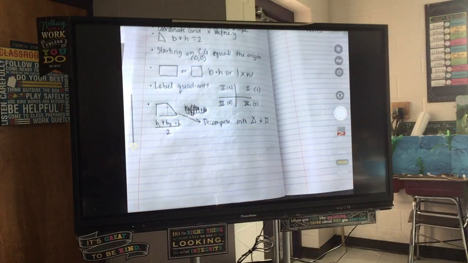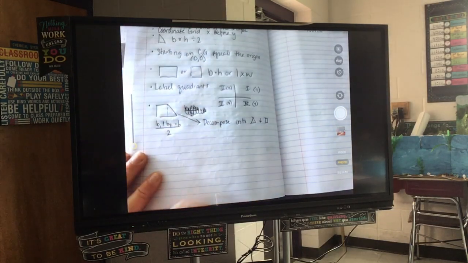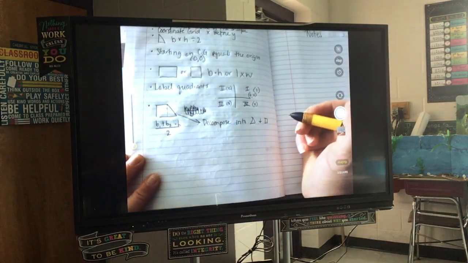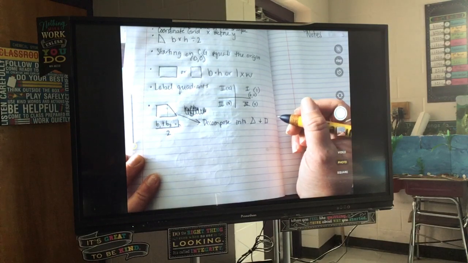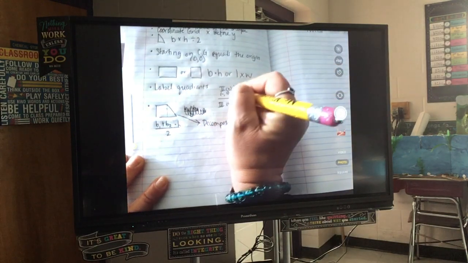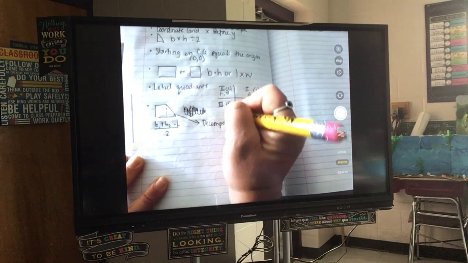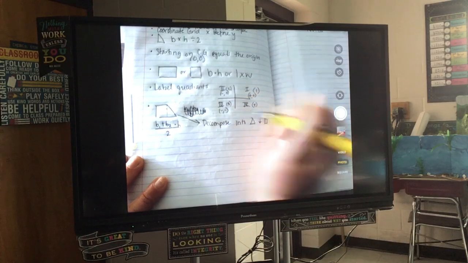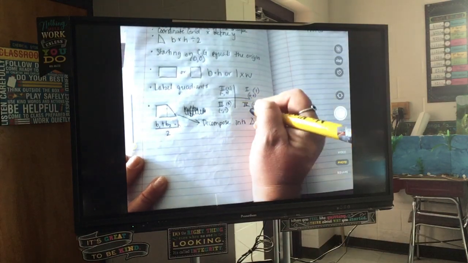Yes, Quadrant 1 equals positive, positive. Okay, so plus. Alright, let's keep going with that, what else do we know? What do we know about quadrant 2? Alex? Negative, positive. What do we know about quadrant 3? Callie? Negative, negative. And what do we know about quadrant 4? Rio? Positive, negative.